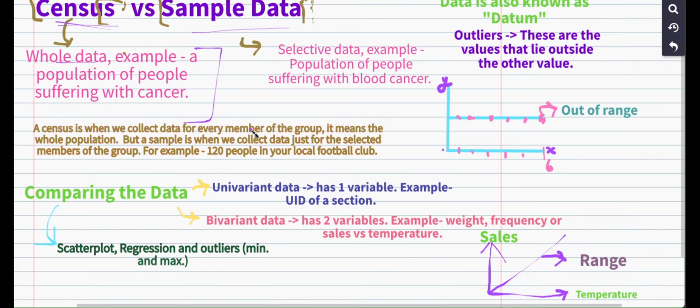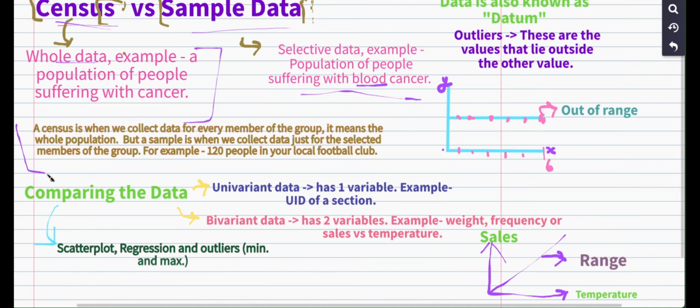But when I say, select the students who have grade A plus, the students who have grade A plus will be chosen as the sample. They are a part of the entire population, right? Another example: census means the people having cancer, right? But the sample will be the people that are suffering with blood cancer. If I say any other cancer can also be taken here, then the people that are suffering with any other kind of cancer can be taken as the sample. So this is basically the difference between census and sample.